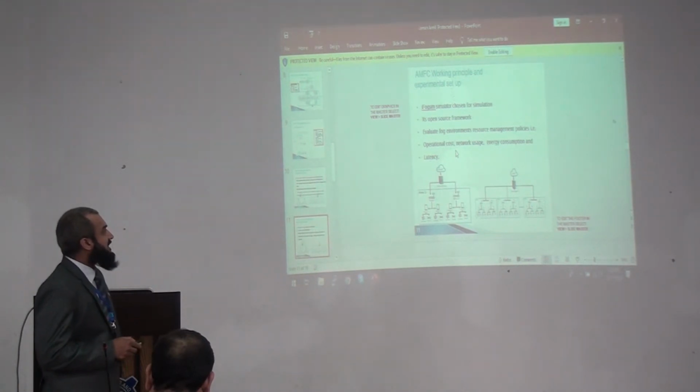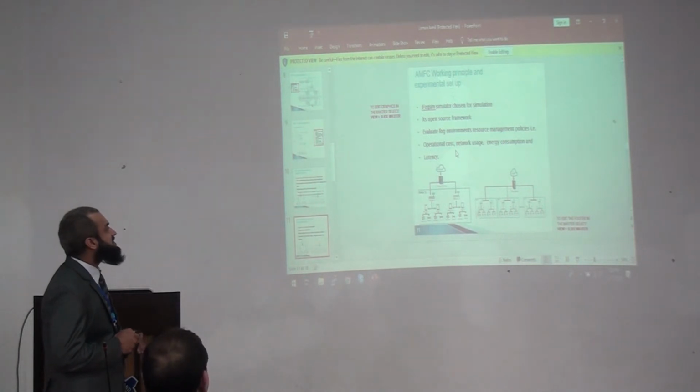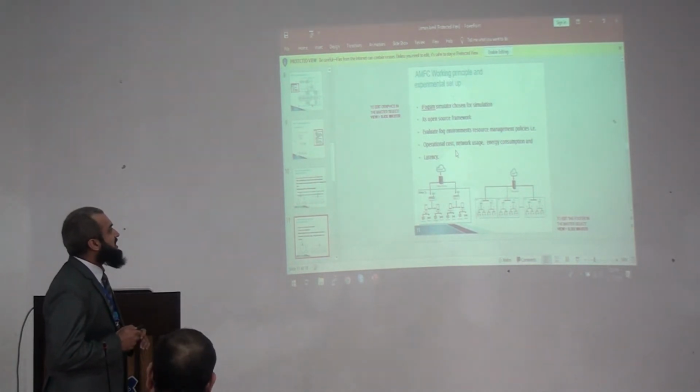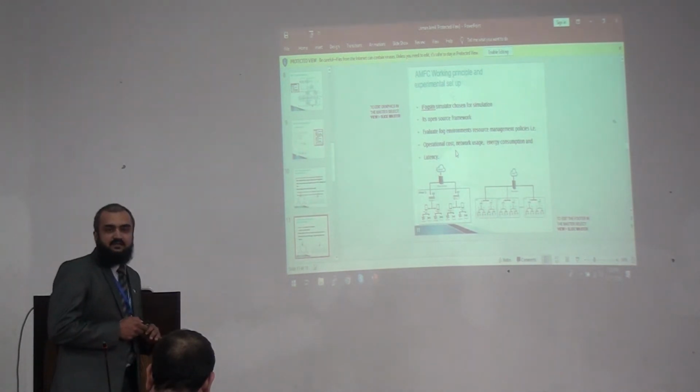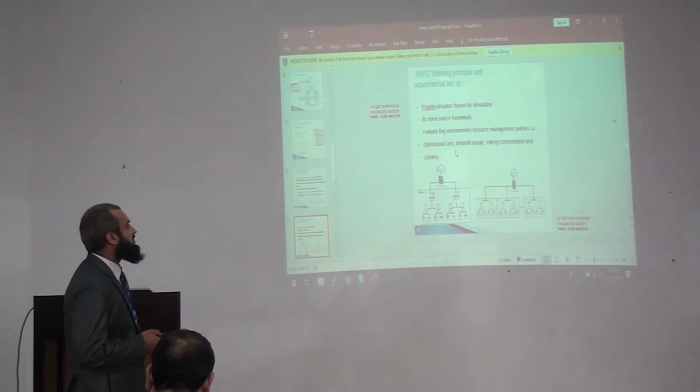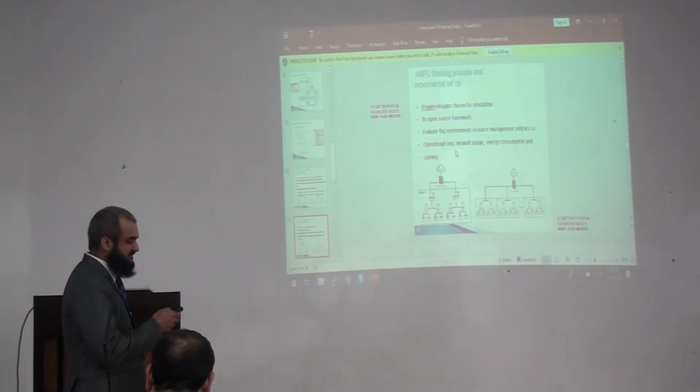So we are using at the moment the iFogSim simulator. iFogSim is an open source framework for simulation purposes to get the values. The values are not accurate to real life, but at the first stage you can do your experiment and check the latency, network usage, energy consumption, cost, etc.